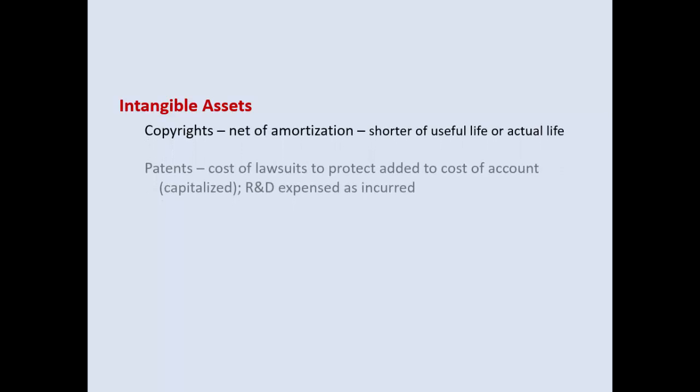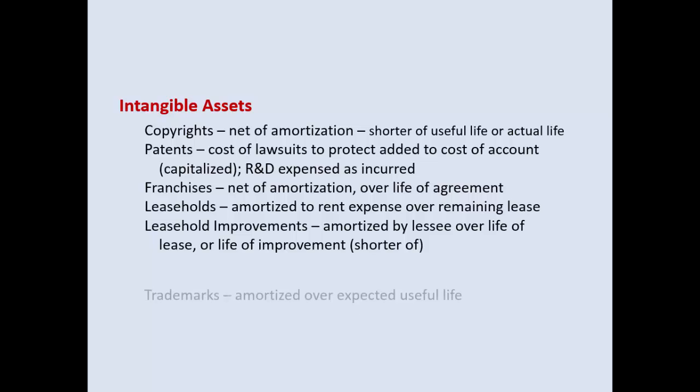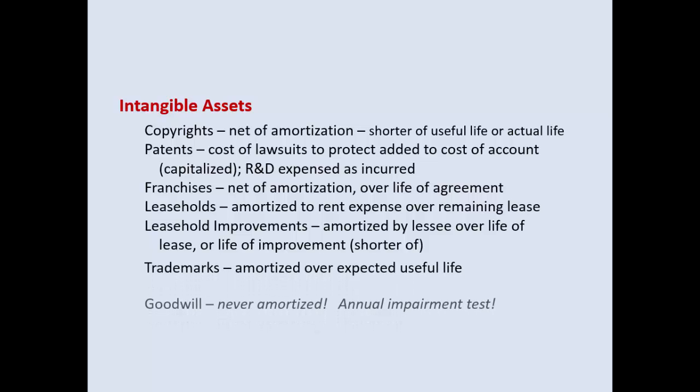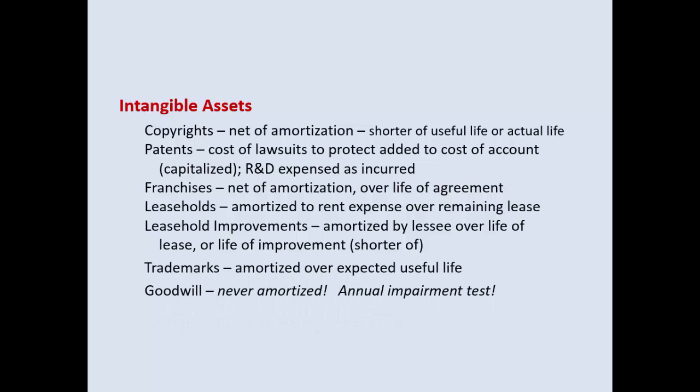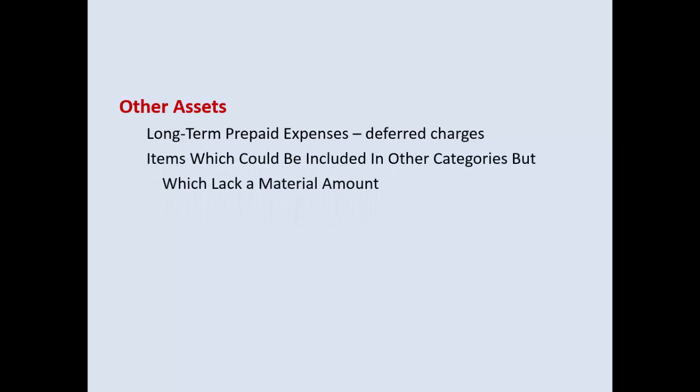Intangible assets, different types: copyrights, patents, franchises, leaseholds, leasehold improvements, trademarks. These are amortized. Goodwill is the one exception. It is never amortized. Instead, you're required to perform an annual impairment test, and that is studied in a later chapter in intermediate accounting. What are other assets? Well, they're long-term prepaid expenses, maybe deferred charges. They're not current this year, or not going to be currently used up this year.